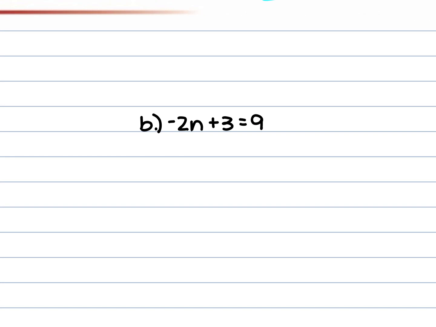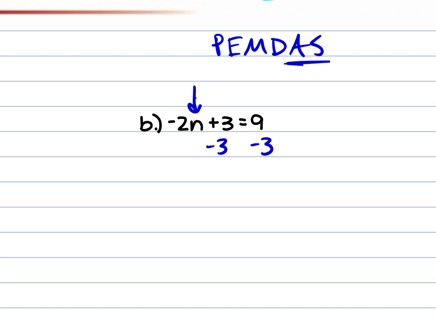So looking at B. I want to solve for n. I need to get n all by itself. So again, I have to do PEMDAS backwards. So I start with what's being added or subtracted. I have a plus 3 in my equation. So if I'm going to move it to the other side of my equation, I have to subtract 3 on both sides. So positive 3 and negative 3 will cancel. So I'm left with negative 2n is equal to, and on the right side, I just subtract these. 9 minus 3 would be 6.